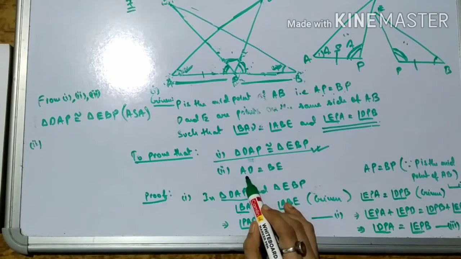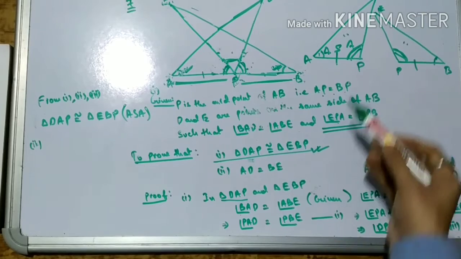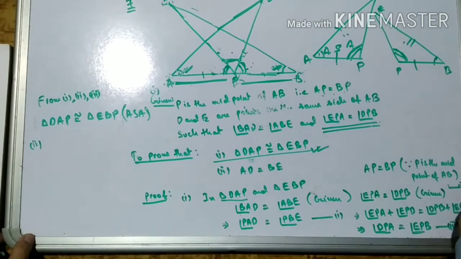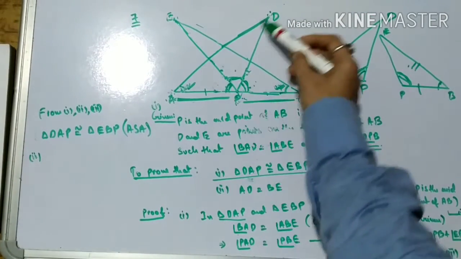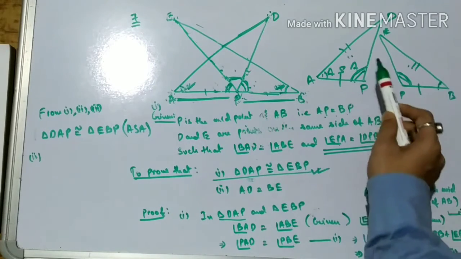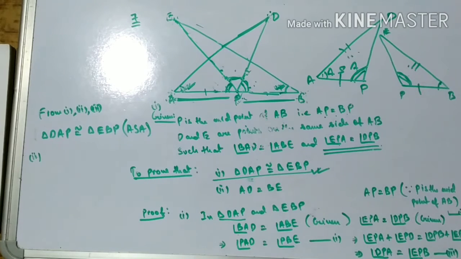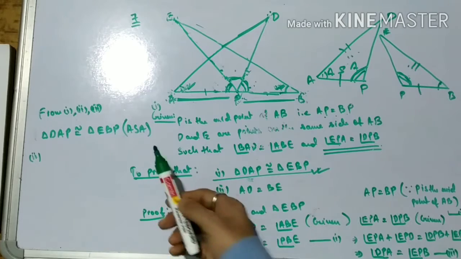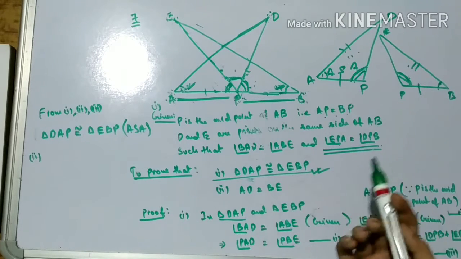Next, it is saying AD equals to BE. That means this side AD equals to BE. This side I have to solve. This triangle, this side equals to this triangle, this side I have to solve. So now you see, since these two triangles already I said that they are congruent, therefore I can say that this side equal to this side by CPCT.